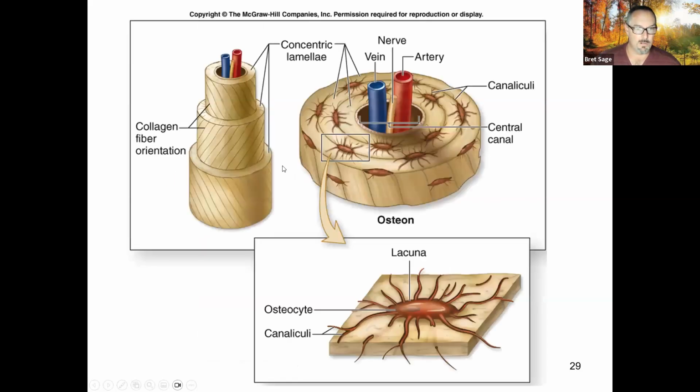This shows it in even greater magnification. You see the collagen fibers going opposite directions. You see osteocytes buried inside the bone, nerve, artery, and vein.